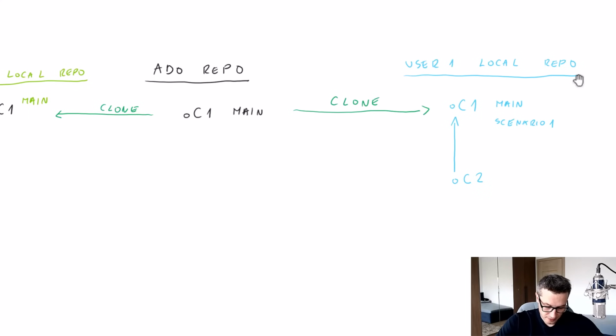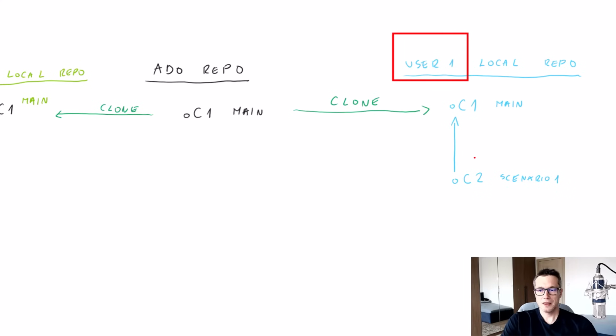let me move it. It simply means that scenario 1 branch now points to commit C2, right? So in user1 local repository, main branch differs from scenario 1 branch. But that's expected, right? Please also note that at this moment, no one else, apart from user 1, is aware of this scenario 1 branch and this commit, because we didn't push them to the remote repository.